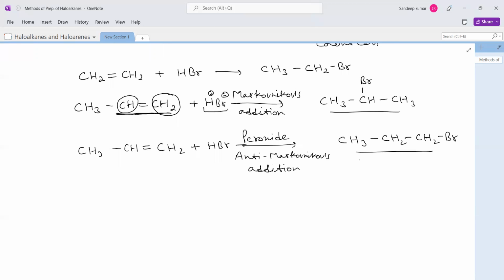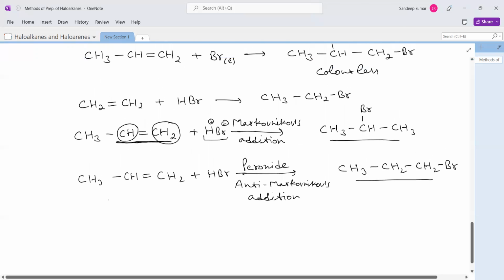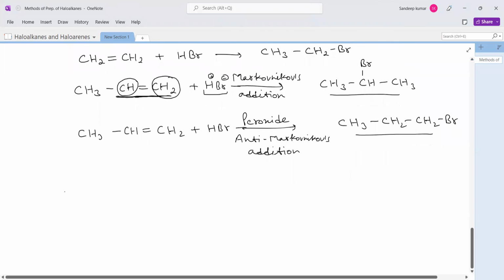Fine. And you can simply remember it by knowing that the reaction is taking place either in the presence of peroxide or in the absence of peroxide. If the reaction is taking place in the absence of peroxide, it will follow Markovnikov addition. And if any peroxide is present in the reaction, then it has to follow anti-Markovnikov addition. Next come the alkynes.